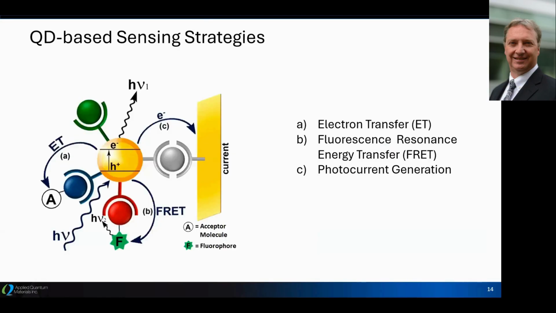So an example of quantum-based sensing. Here we have a quantum dot, the yellow dot there, and then we can use different techniques such as electron transfer, fluorescence resonance energy transfer, and photocurrent generation for sensing applications. Again, there's your metrology application. So by using these quantum dots in different applications, you can create and measure things. Okay, so here's an example.